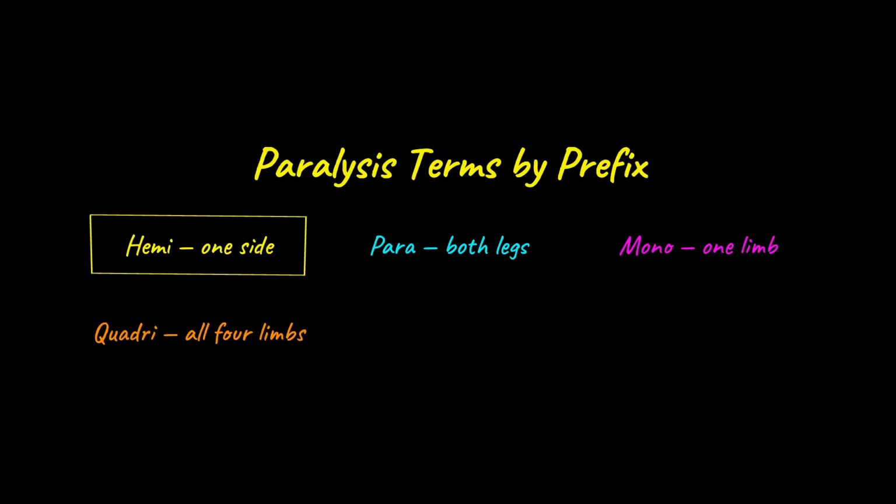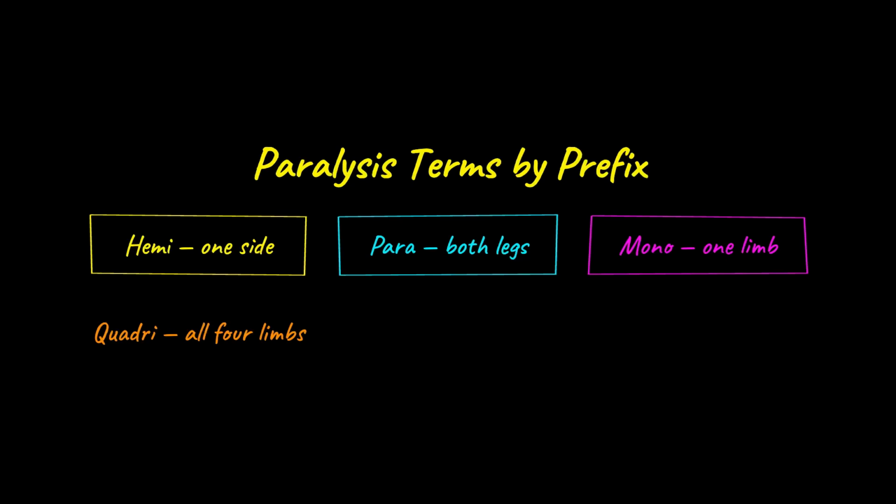Other paralysis terms follow the same prefix logic. Para means beside and applies to both legs in spinal cord injury. Mono applies to a single limb. Quadri or tetra means four, covering all limbs. Knowing the prefix instantly identifies which limbs are affected, making these terms precise diagnostic shorthand.